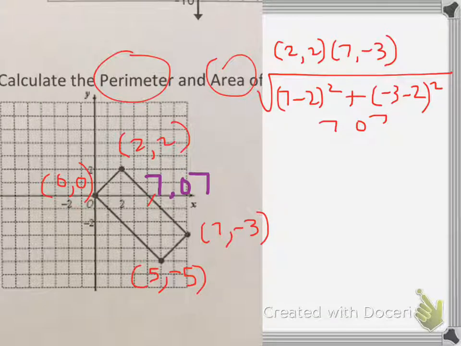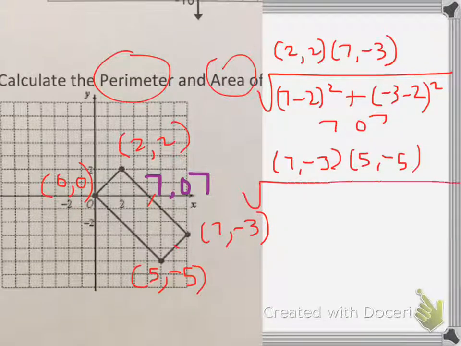Okay. Now I'm just going to pick two more ordered pairs and do the same thing. In just a minute, I'm going to have to erase some of mine because I don't have enough space on my iPad to do all of this work. But let's go with the ordered pair 7, -3 and 5, -5. So I'm finding this side right here now.